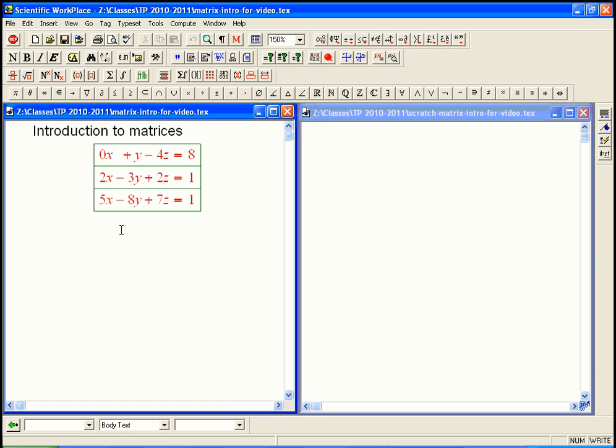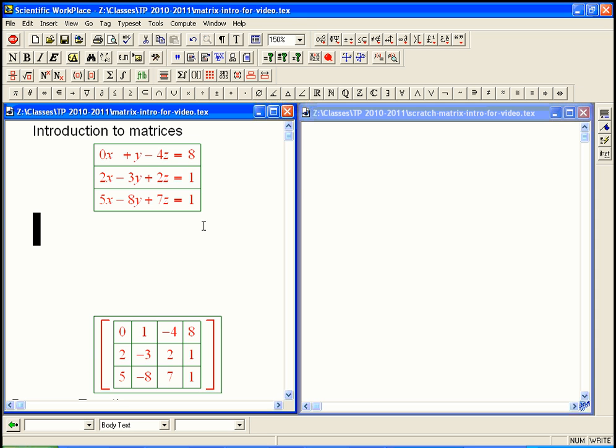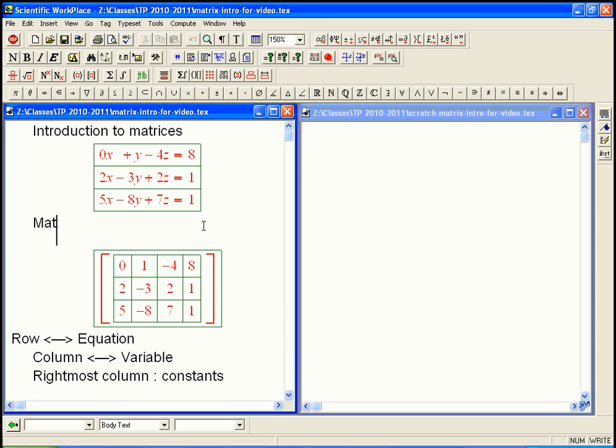But what we're going to do is we're just going to write down the pattern of numbers in a grid, and it's called a matrix. And so we're just going to write down the coefficients in front of x, y, and z, and the constant.